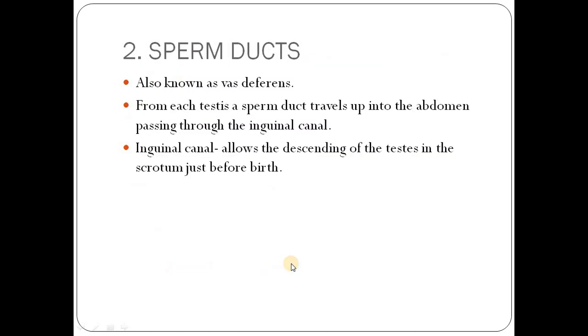So number 2 is our sperm ducts. The sperm duct is also known as the vasa deferens, and from each testis a sperm duct will travel up into the abdomen, passing through the inguinal canal. This inguinal canal allows the descending of the testis into the scrotum before birth. That means we talked about how the testis will descend into a scrotal sac. So how does it descend? It passes through one canal, and that canal is called your inguinal canal. So you have to know the function of the inguinal canal.